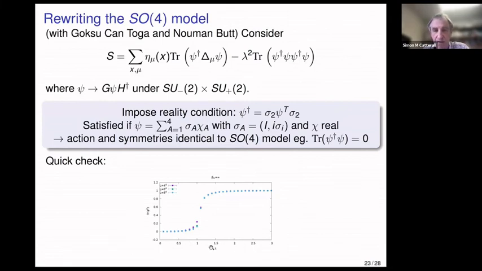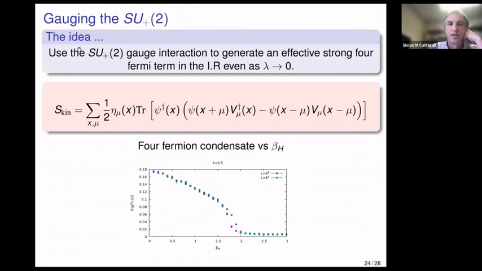Okay, and you can check that. Here's a scan as a function of the 4 Fermi coupling of the condensate, and it goes through a transition at just the same place as before. The advantage of this formulation is now I can gauge the delta mu. So I can, in fact, just gauge the SU2 plus, one of the SU2s under that.